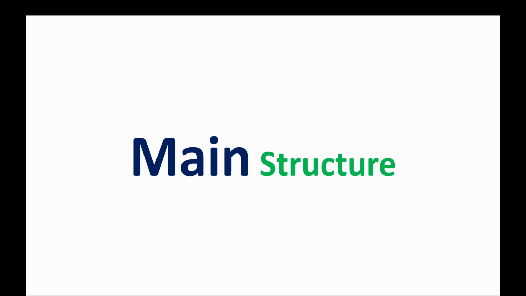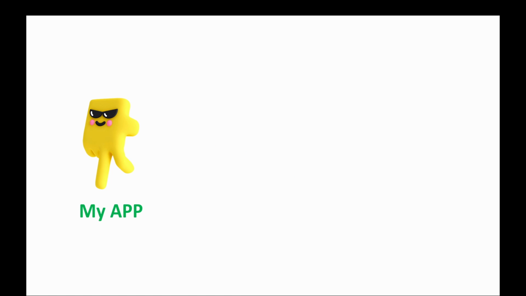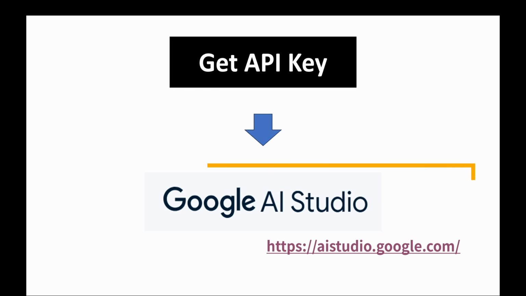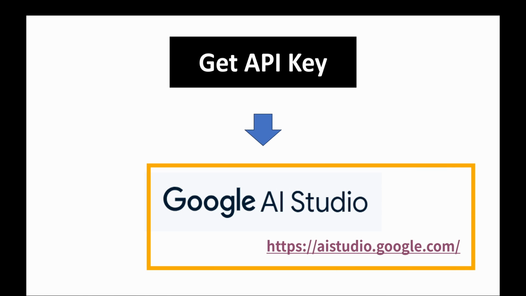Main structure is following. Let's say this is our app. We are going to use Gemini for data processing. In order to link these two, we are going to use API. To get API key, we have to go to Google AI Studio, following by this website address.